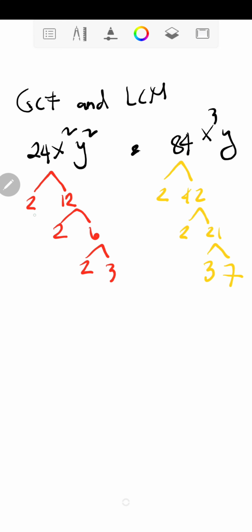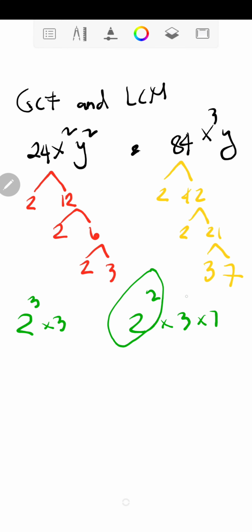As we know, for the 24, there are three 2's, so it can be written as 2 to the third power times 3. And for the 84x cubed y, there are two 2's here, which can be written as 2 to the second power times 3 times 7. And again, if you want to find the GCF, you have to find the lowest power of the number that must be in both 24 and 84. So our lowest number here is 2 to the second power and 3. There are two 2's here. However, we have to find the one with the lowest exponent or power, which is 2 to the second power. And now 2 to the second power times 3 is 4 times 3 equals 12.